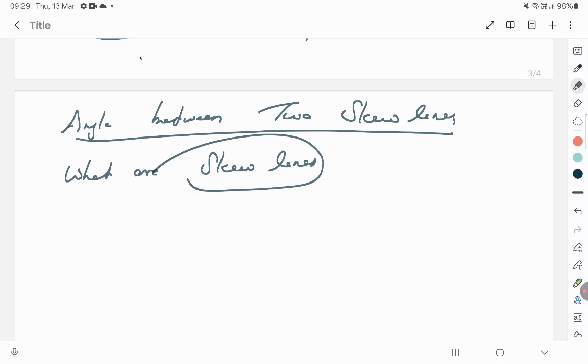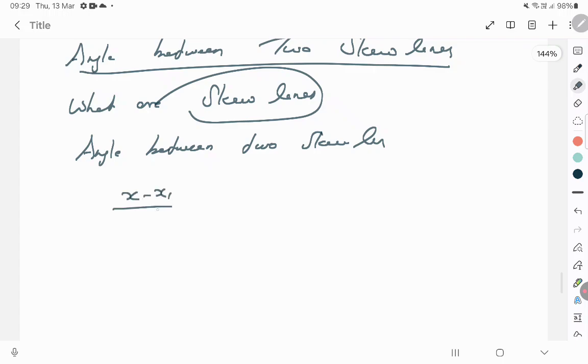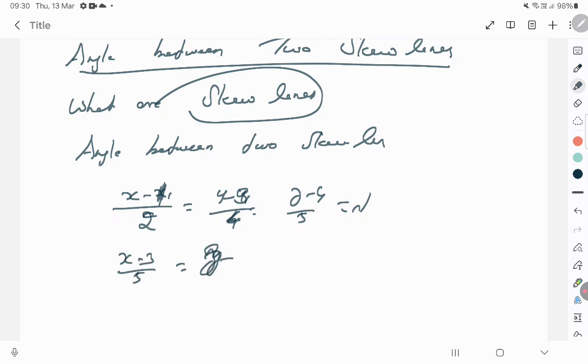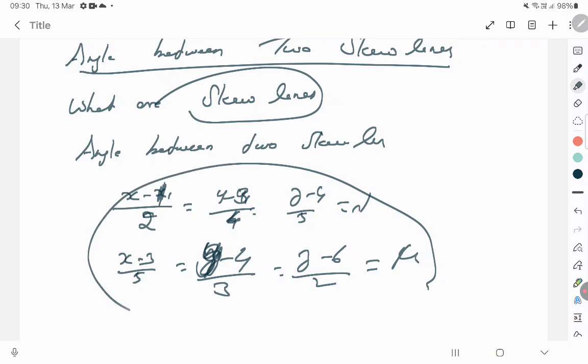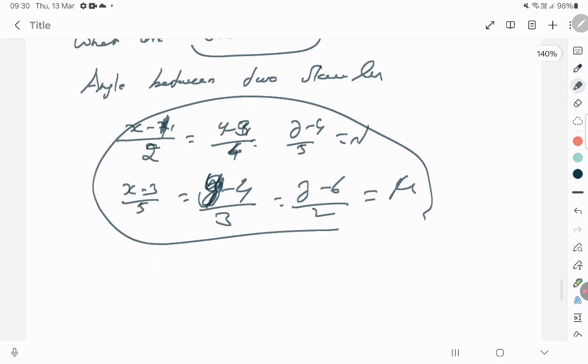So supposing they ask you the angle between two skew lines. Supposing the line is like this, x minus x1 by a is equal to y minus y1 by b, or x minus 1 by 2 is equal to y minus 3 by 4 is equal to z minus 4 by 5 is equal to lambda is one line. x minus 3 by 5 is equal to, say some example there, y minus 4 by 3 is equal to z minus 6 by 2 is equal to mu. They are asking you to find the angle. These are two skew lines they have given. Okay, so you know how to find the angle between them.